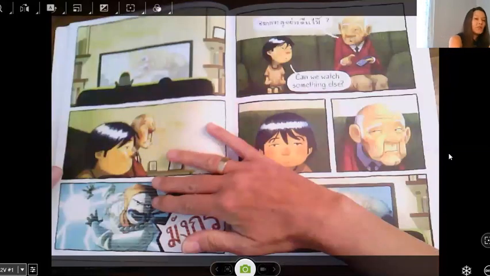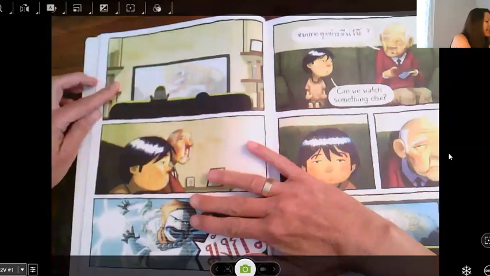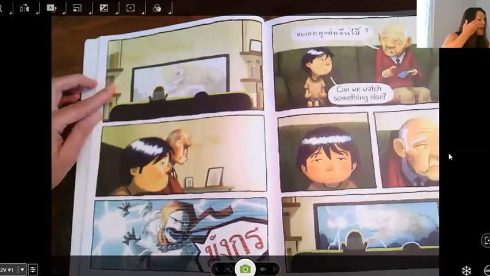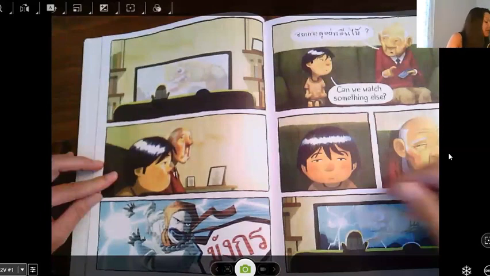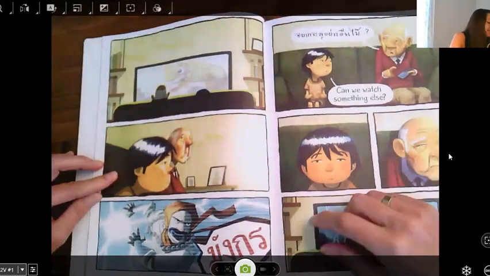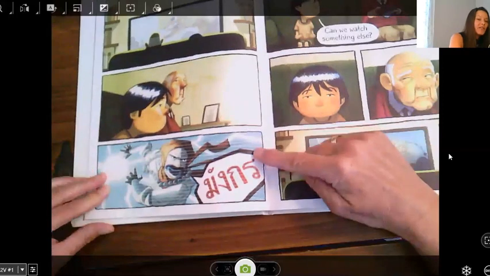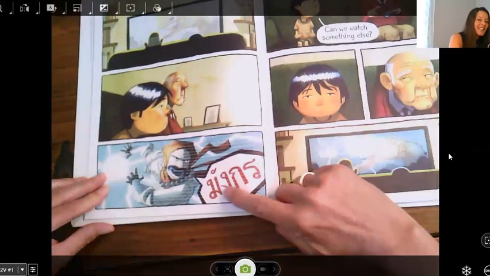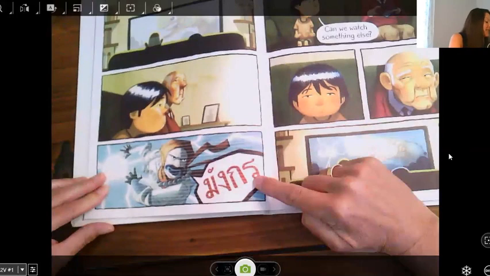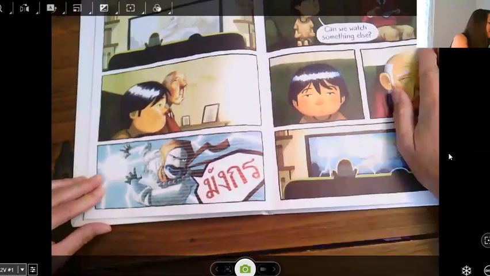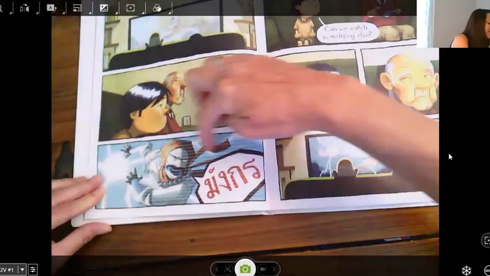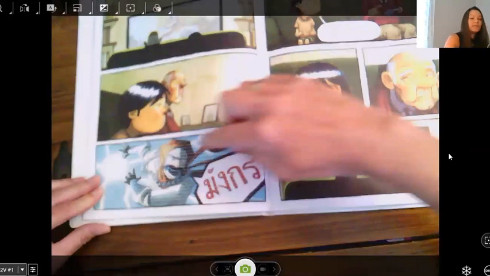So they start watching a movie together, and there's a dragon on the TV screen. Grandfather looks over at the grandson, and something's going on. Again, in the video with the author, I found out that he's yelling dragon in Thai, so I thought that was kind of neat. And you could tell it's a TV screen by the little lines in the TV.